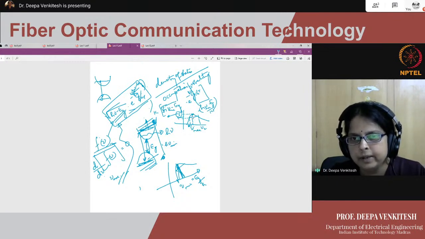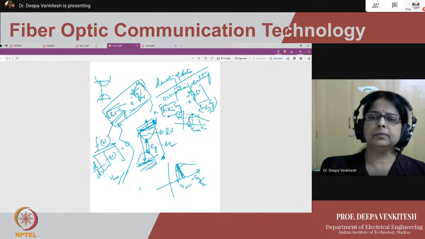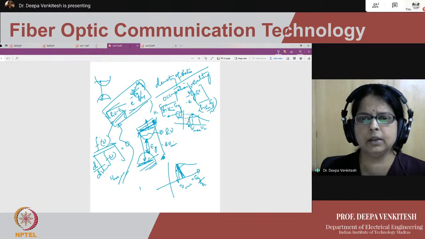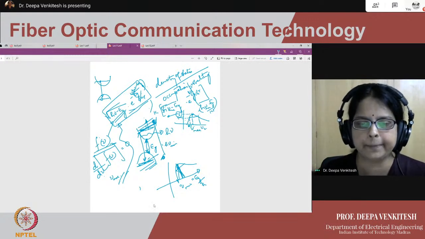Now you find out what are those frequencies for which this value comes to 1/2 of the peak value. That will give you a nu1 and nu2. The difference between nu2 and nu1 will give you your full width at half maximum. So that is how you calculate the FWHM.